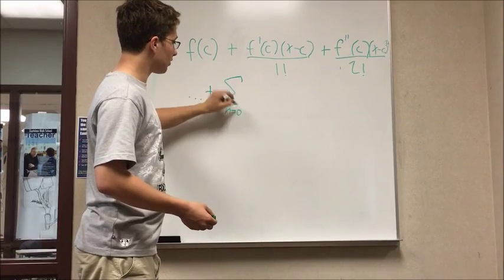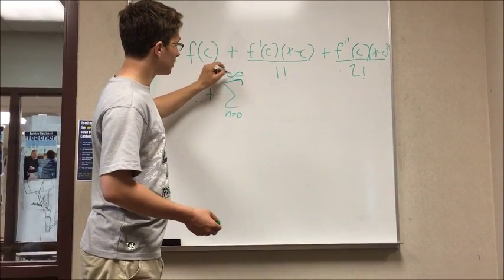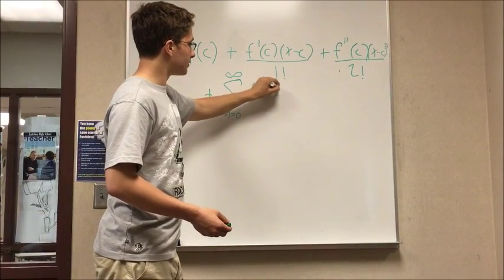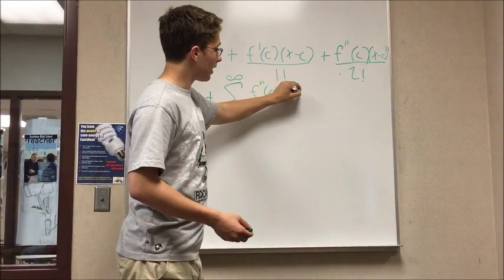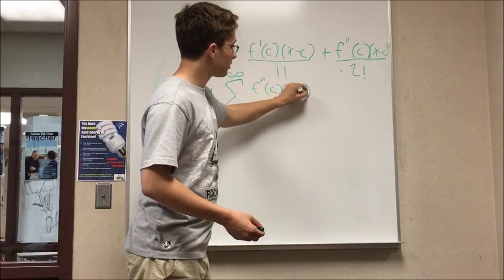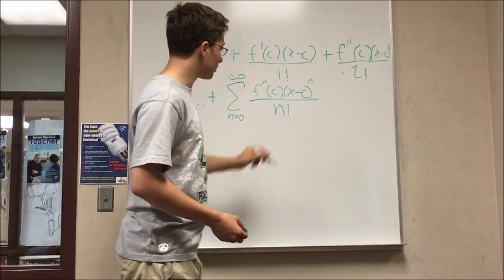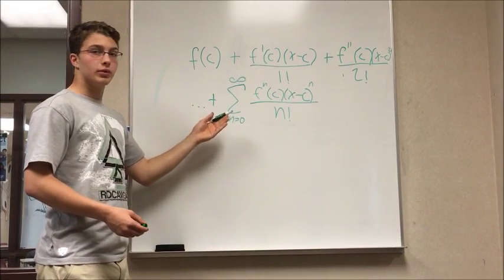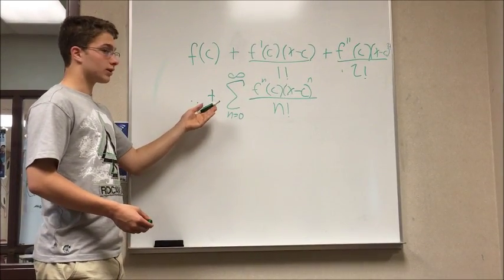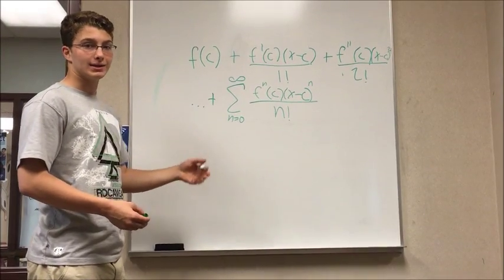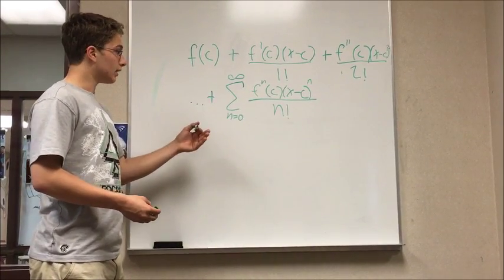sigma n equals 0 to infinity of f to the n of c multiplied by x minus c to the n over n factorial. This would be the general term for all of this, for a Taylor series, and a Maclaurin series is simply a Taylor series centered at c equals 0. There you have it.